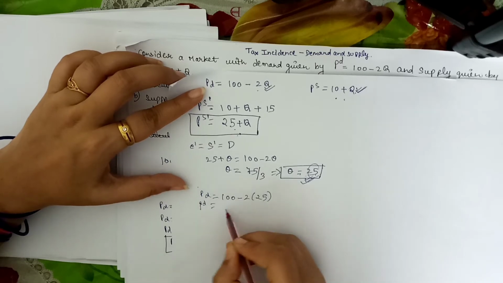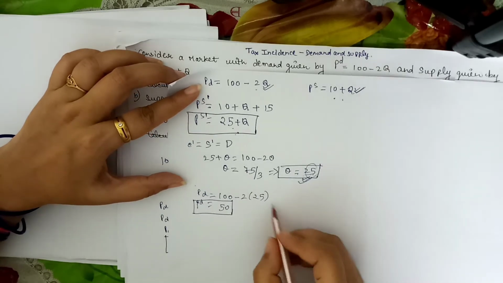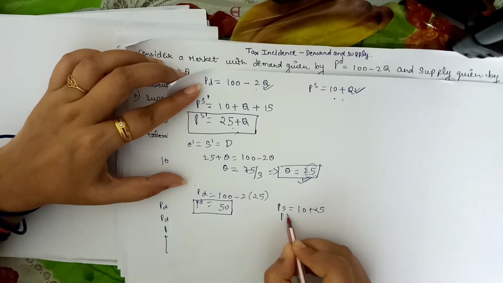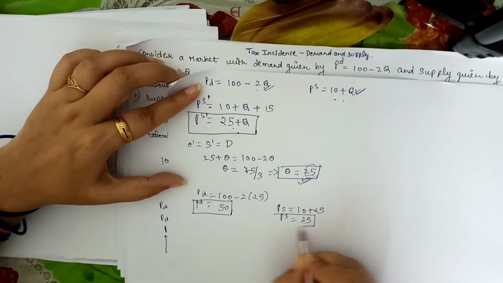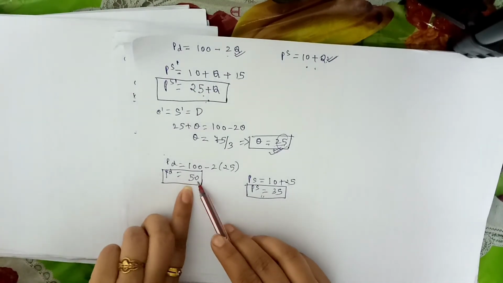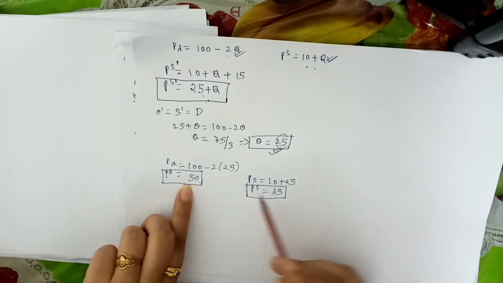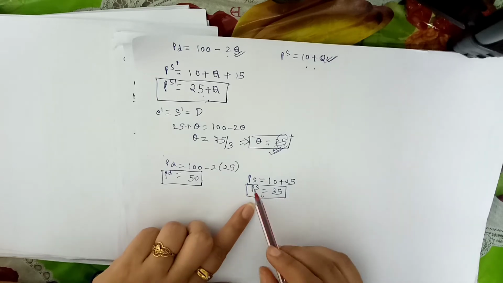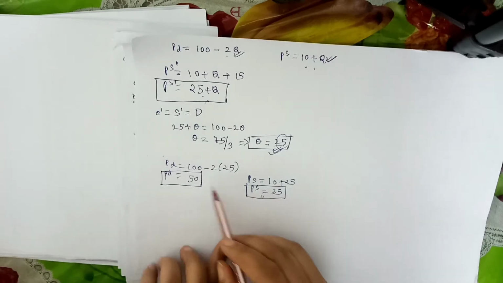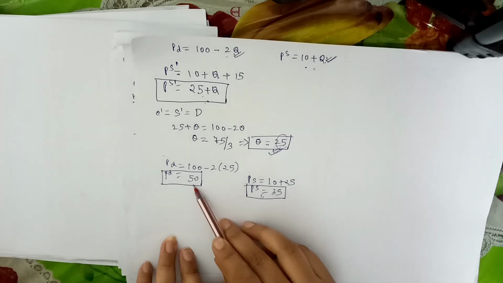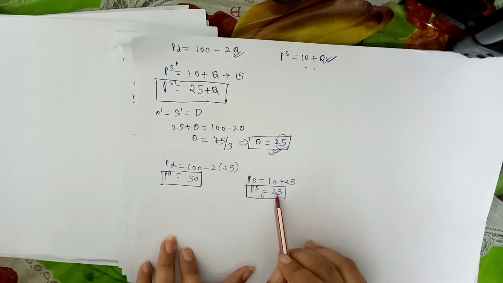So our price for the consumer is 50, and the price for the producers is 35. So now we have seen that the consumer will pay 50 after imposition of taxes, and the producer will receive 35 after imposition of taxes. To check that we have done it correctly, the difference between producer price and consumer price is 15, since 50 minus 35 is 15.